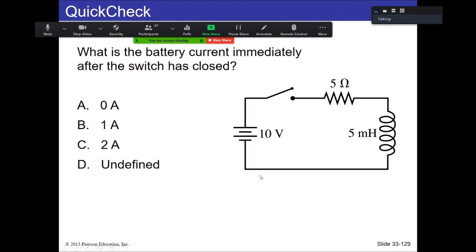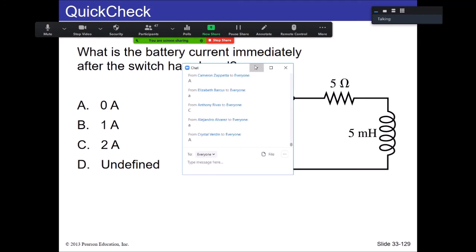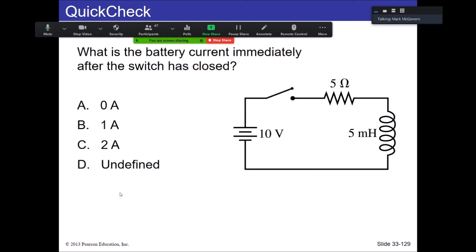All right, question for you here. What is the battery current immediately after the switch is closed? We close the switch, and then immediately afterwards, I see A's and C's. Good to see A's and C's. Well, obviously one is correct.